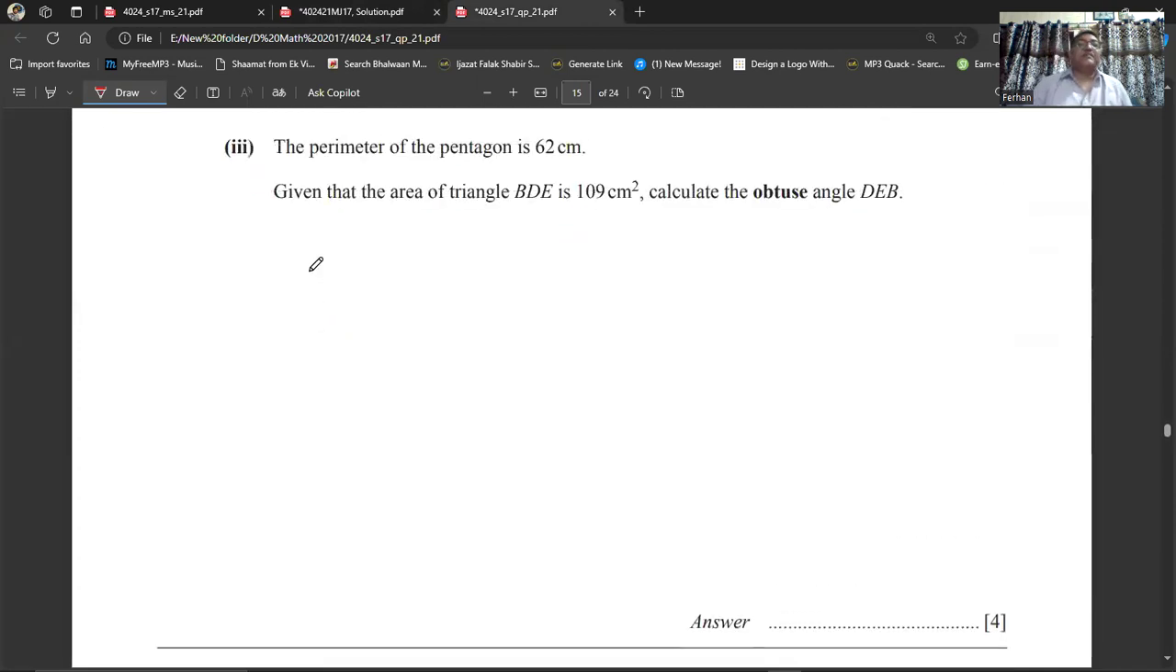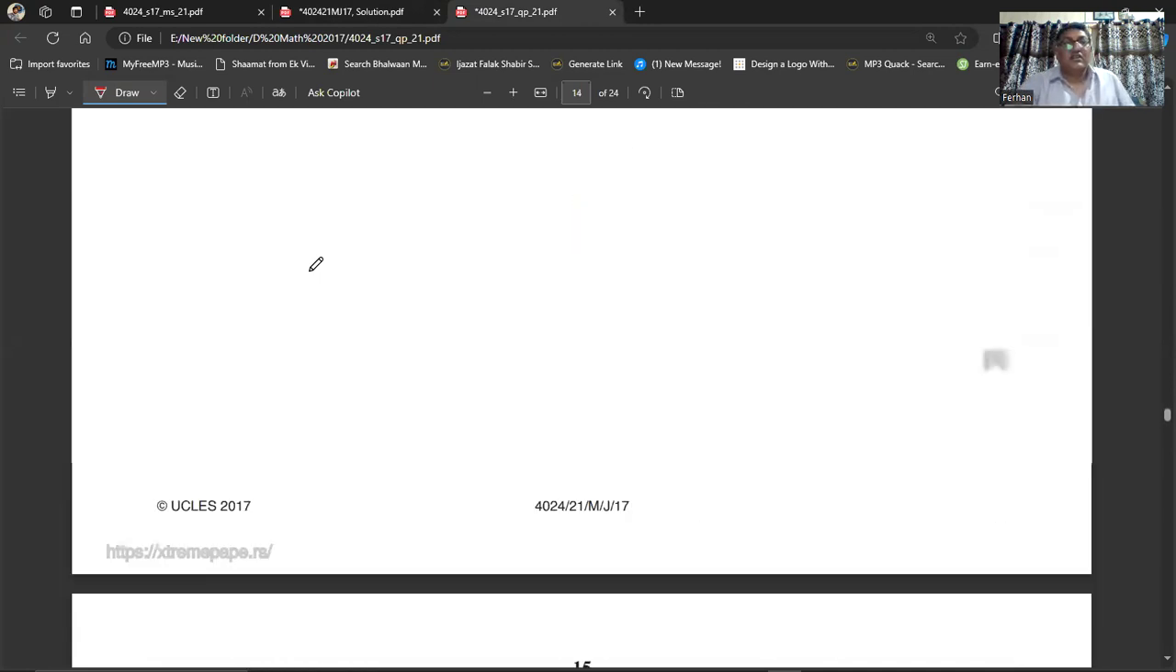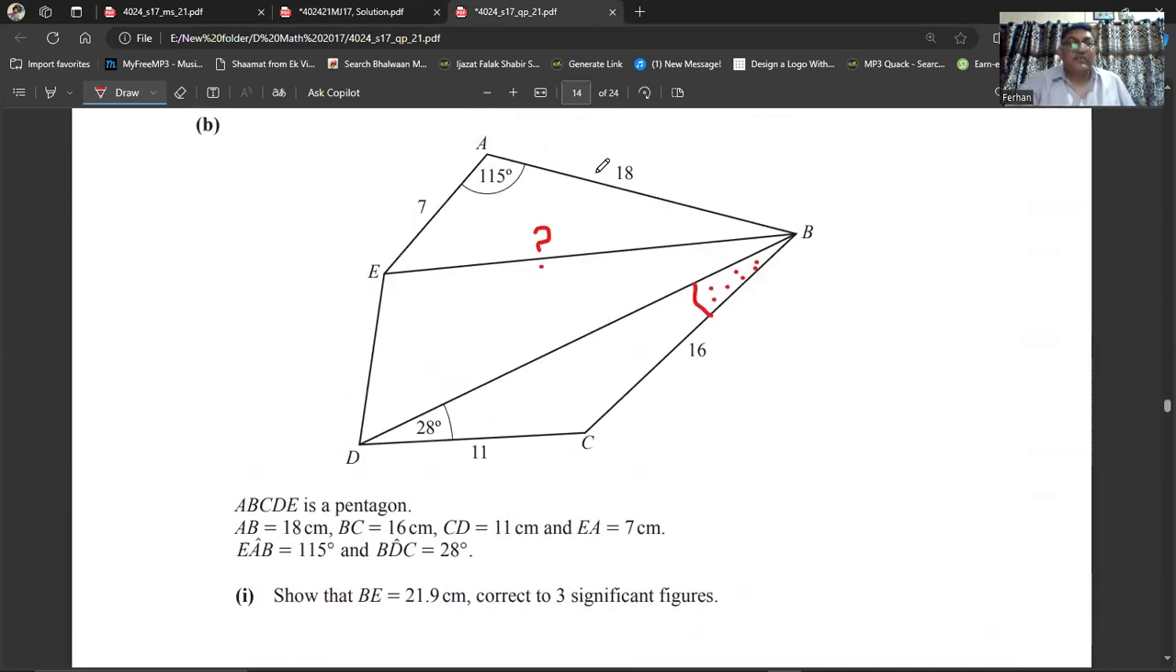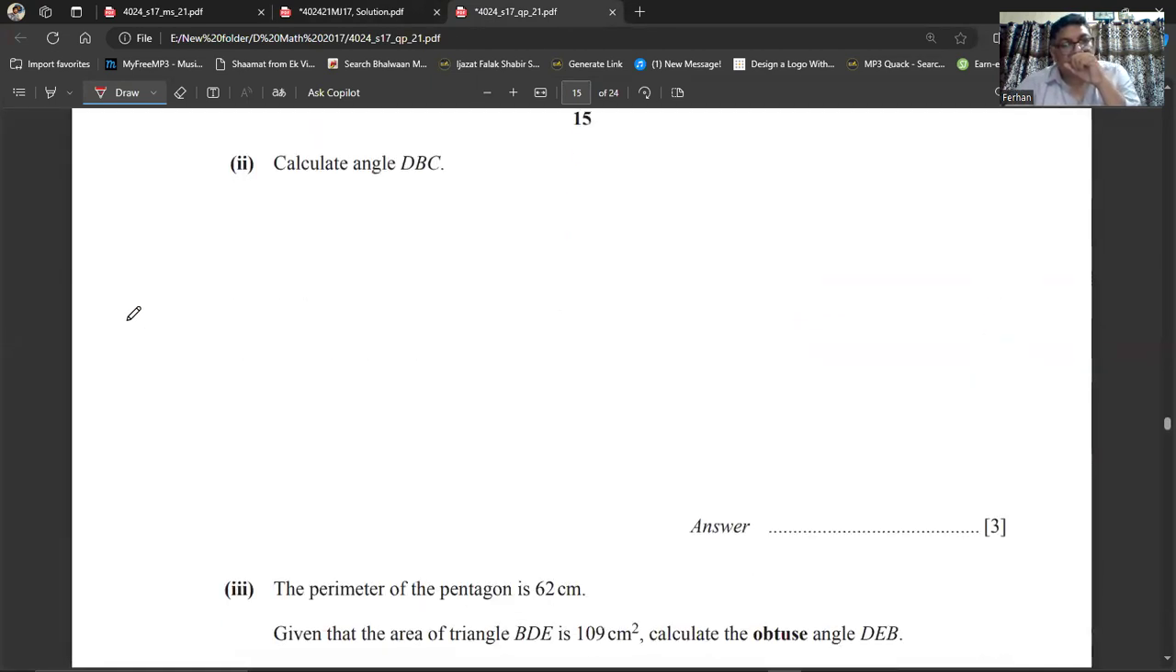Then the question is, the perimeter of the pentagon is 62 centimeter. The perimeter of this pentagon is 62. So from 62, if you subtract 7, 18, 16, and 11, you will get this length. So 62 minus 7 minus 18 minus 16 minus 11, you will get the length of DE very easily.